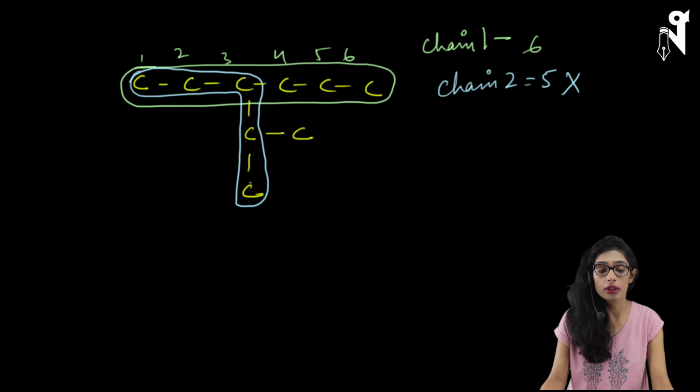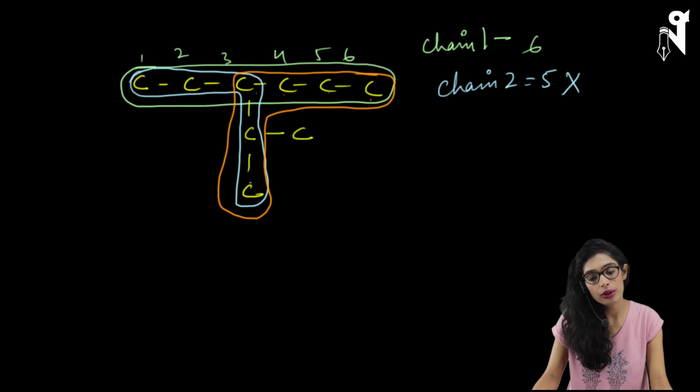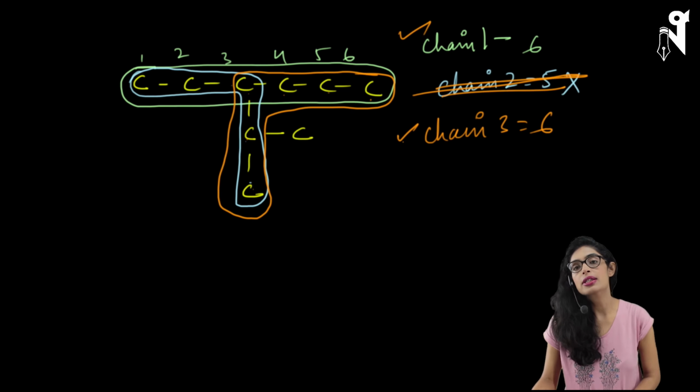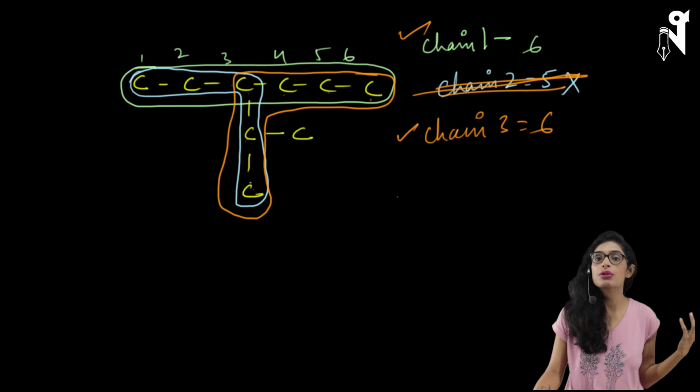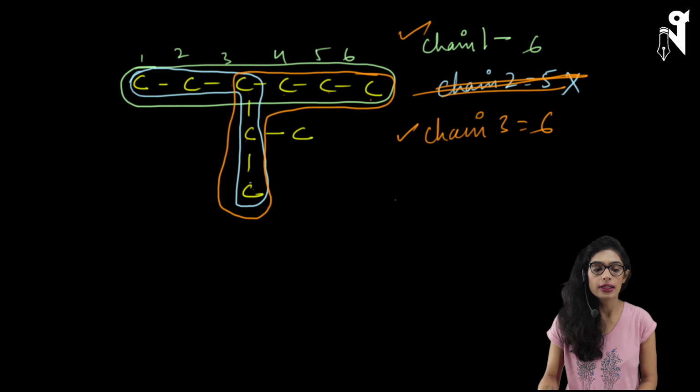Let me mark the third chain. I'll start from here, going, and this is my chain 3. Now how many carbons are there? 1, 2, 3, 4, 5, 6. Chain 3 also contains 6 carbons. So we have two options to consider, chain 1 and chain 3. Both ways are giving me the same number of carbon atoms. Which one will I choose? Is it up to us? Whichever we want to choose, we can choose? Or do we have a certain rule here also? Mind it, we have a certain rule over here also. And what is it? Let's see.